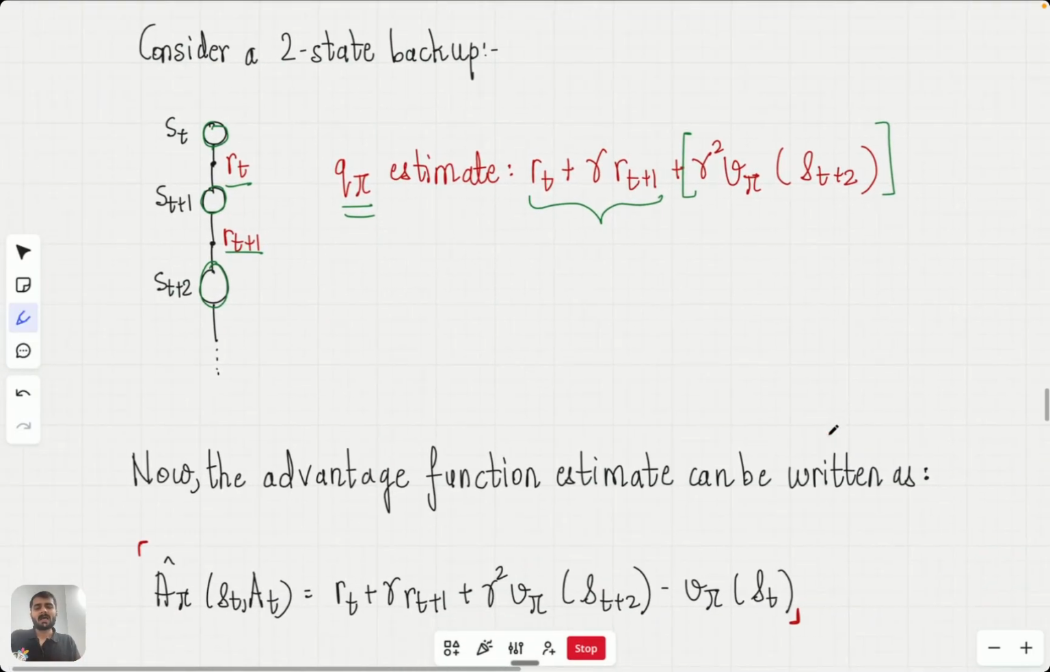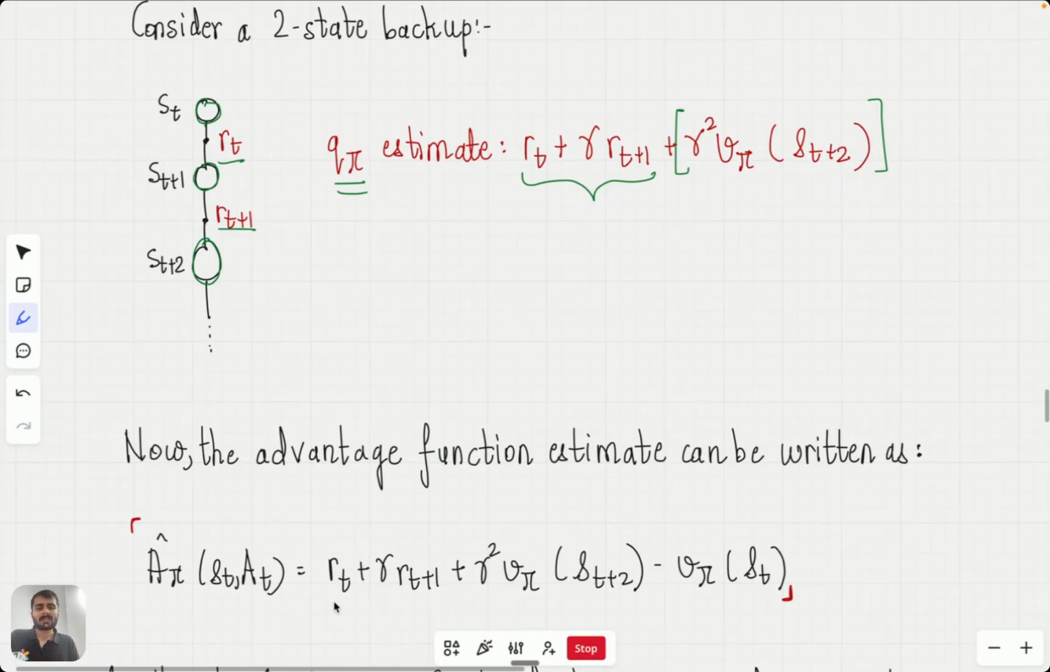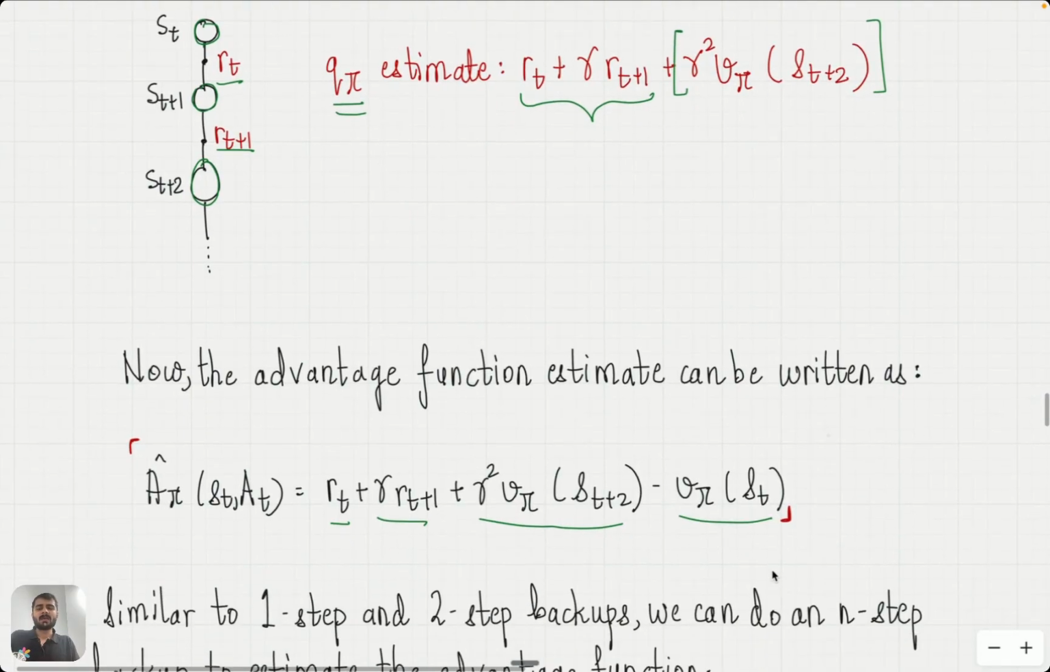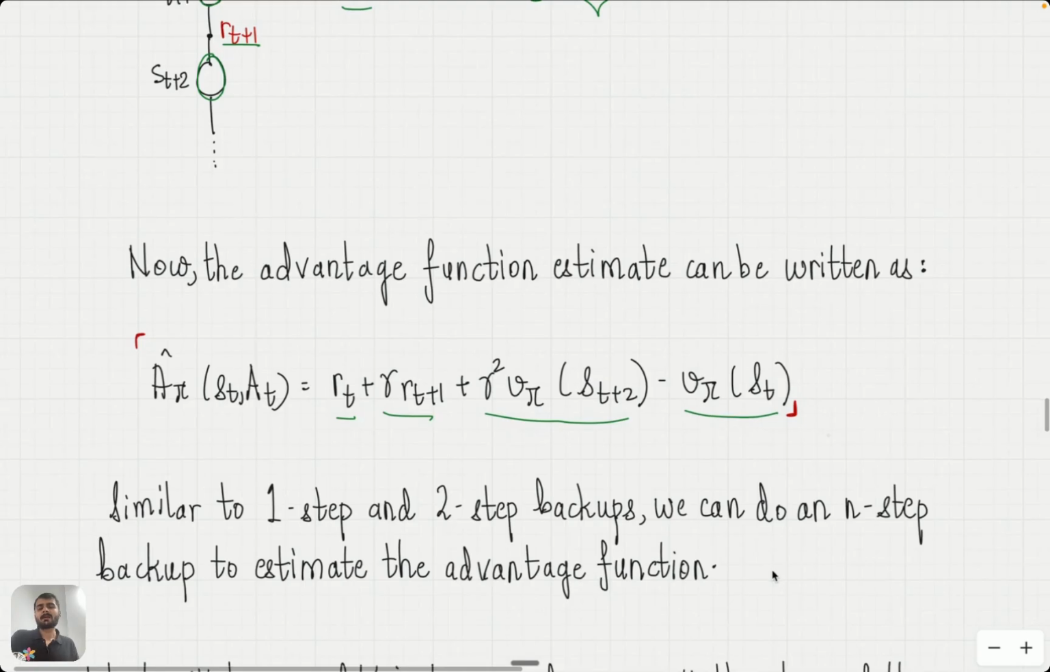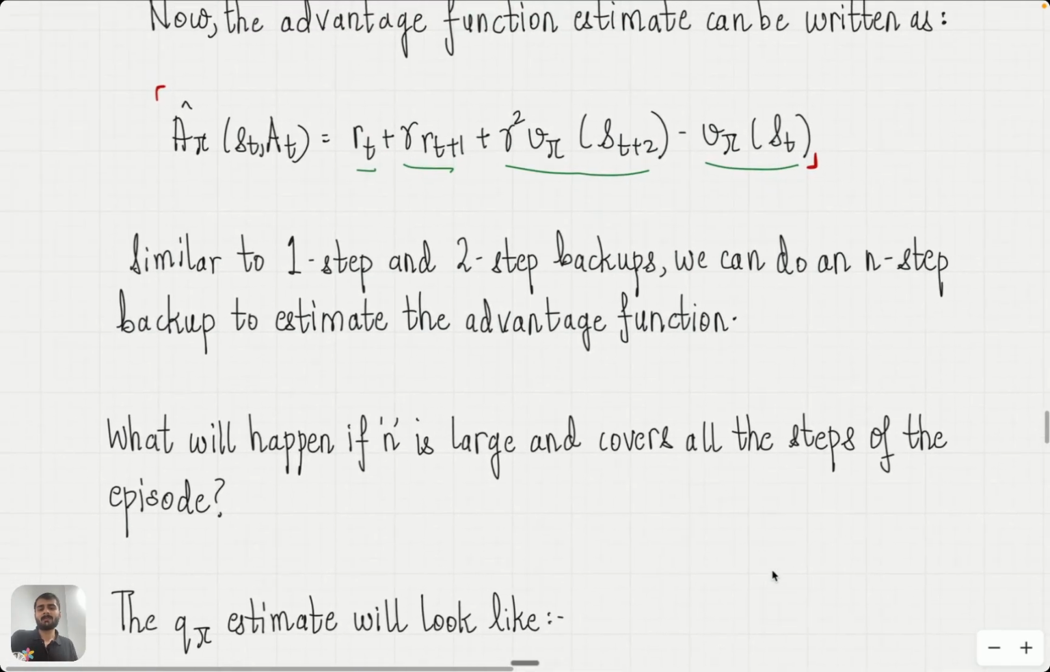And after this, the advantage function can now be written like this: rt plus gamma rt plus 1 plus gamma square v pi of st plus 2 minus v pi of st. Now this is better than the previous backup because it is using the values of two rewards. So it's reducing the bias toward the immediate next state. Now the question is, can we do more? Can we do an n step backup? And yes, you can do an n step backup.